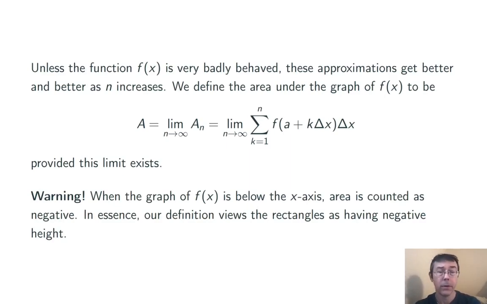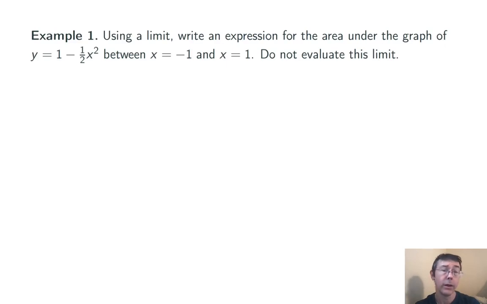One warning here, when the graph of f of x is below the x-axis, the area is going to be counted as negative. In essence, this definition is going to view the rectangles as having negative height at those x values. Okay, let's do some examples. Example 1.